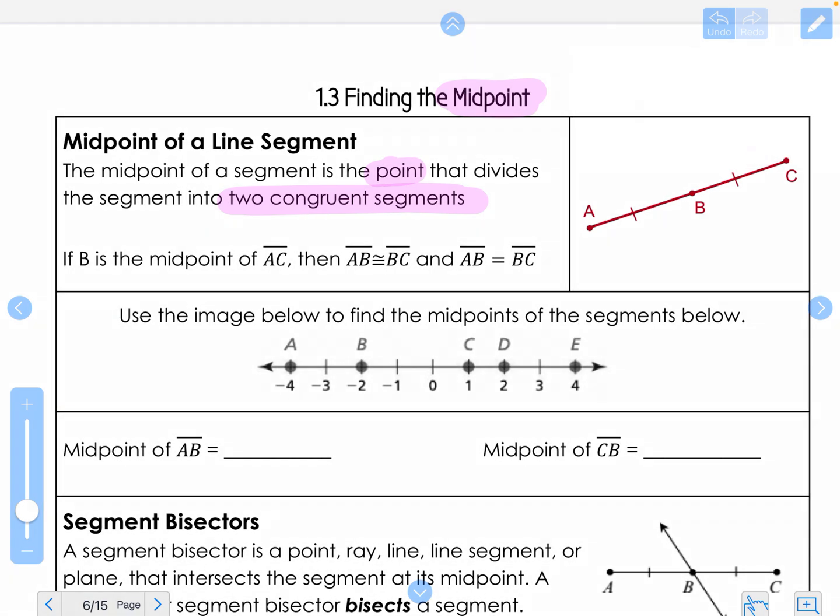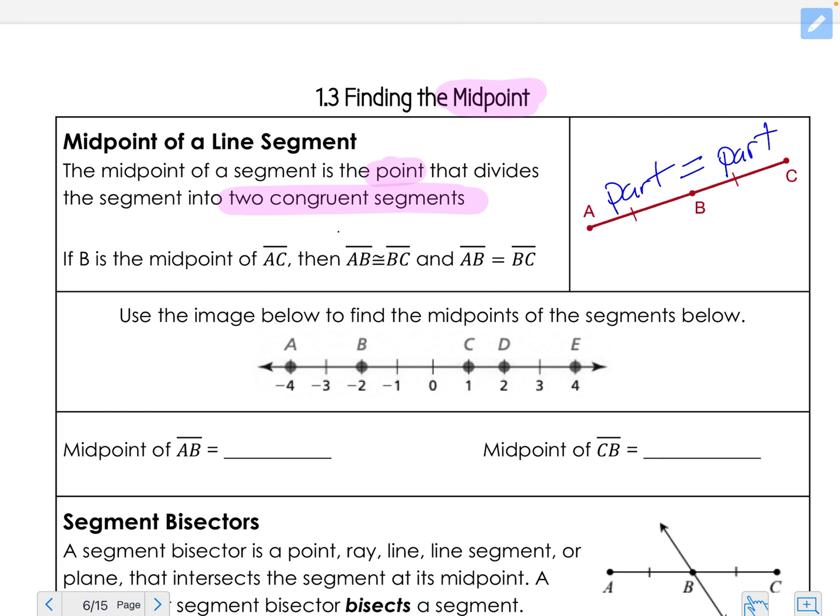So what that tells me is that part equals part. The midpoint makes it congruent, and because it's congruent, they are equal to each other. So if AB is congruent to BC, then AB equals BC. When we're talking about midpoint, we're going to start on a line segment, then do it algebraically, and then finally do it on a graph.